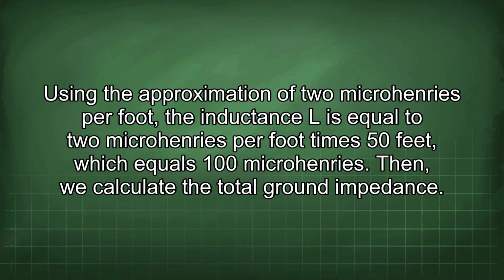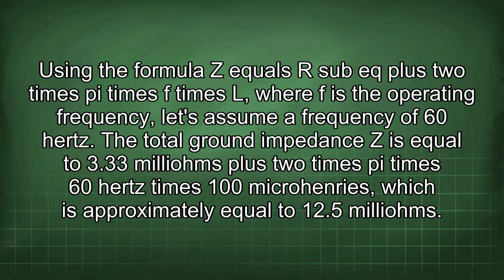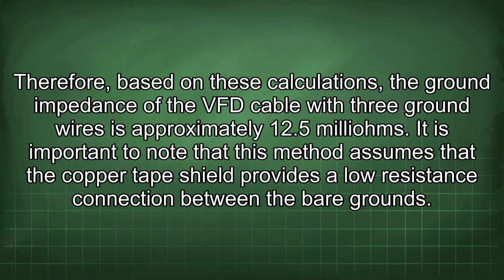Then, we calculate the total ground impedance. Using the formula Z equals R sub X plus 2 times pi times F times L, where F is the operating frequency, let's assume a frequency of 60 Hz. The total ground impedance Z is equal to 3.33 milliohms plus 2 times pi times 60 Hz times 100 microhenries, which is approximately equal to 12.5 milliohms. Therefore, based on these calculations, the ground impedance of the VFD cable with 3 ground wires is approximately 12.5 milliohms.